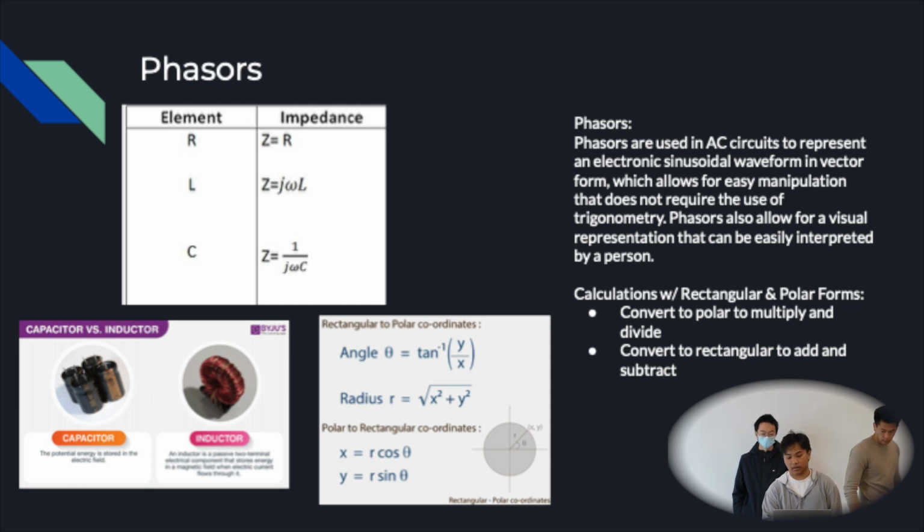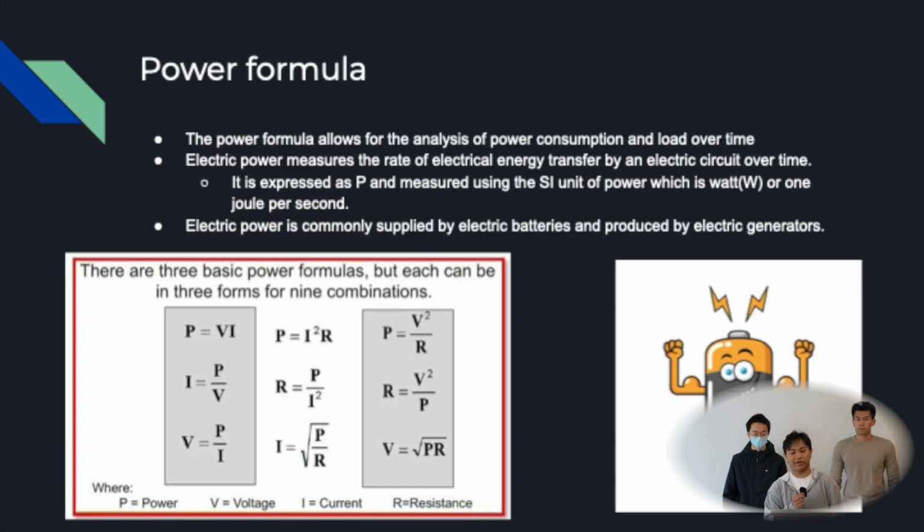Hi, I'm Supath. I'm going to talk about the power formula. The power formula allows for analysis of the power consumption and load over time. Electric power measures the rate of electric energy transferred by an electric circuit over time. It is expressed as P and measured using the SI unit of power, which is watts (W), or 1 joule per second. Electric power is commonly supplied by electric batteries and produced by electric generators.